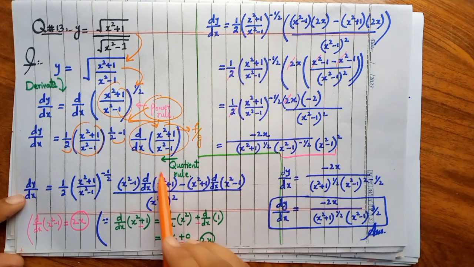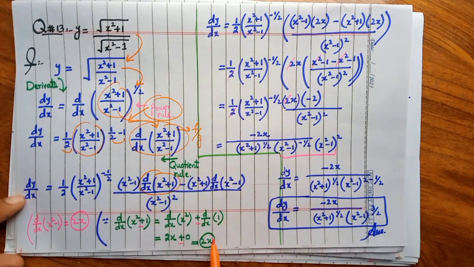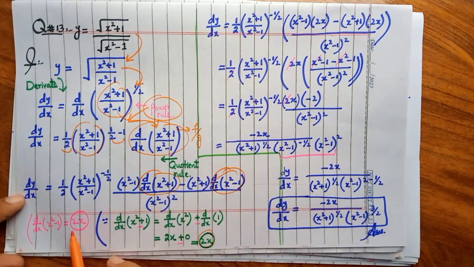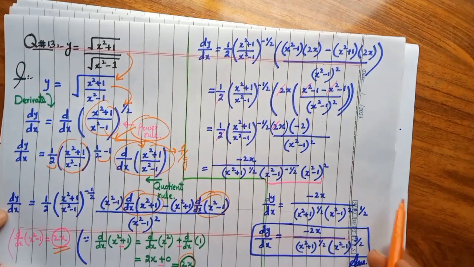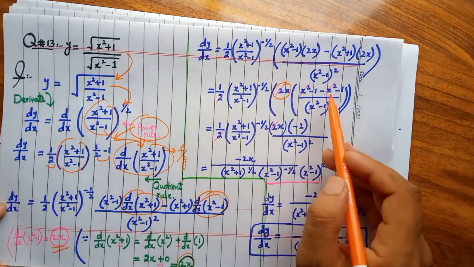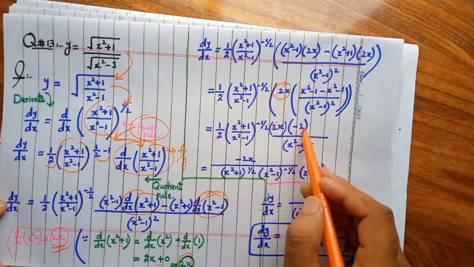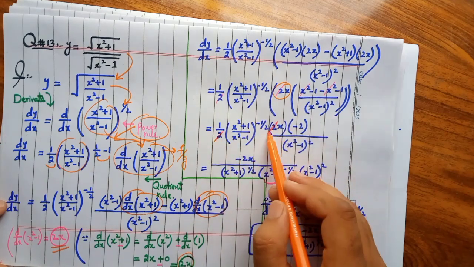here. So the derivative of x square plus 1 will be equal to 2x, and the derivative of x square minus 1 will be equal to 2x. So after putting these values and taking 2x common here, x square minus x square will be cancelled out, minus 1 will be equal to minus 2, so 2 again will be cancelled out with 2.